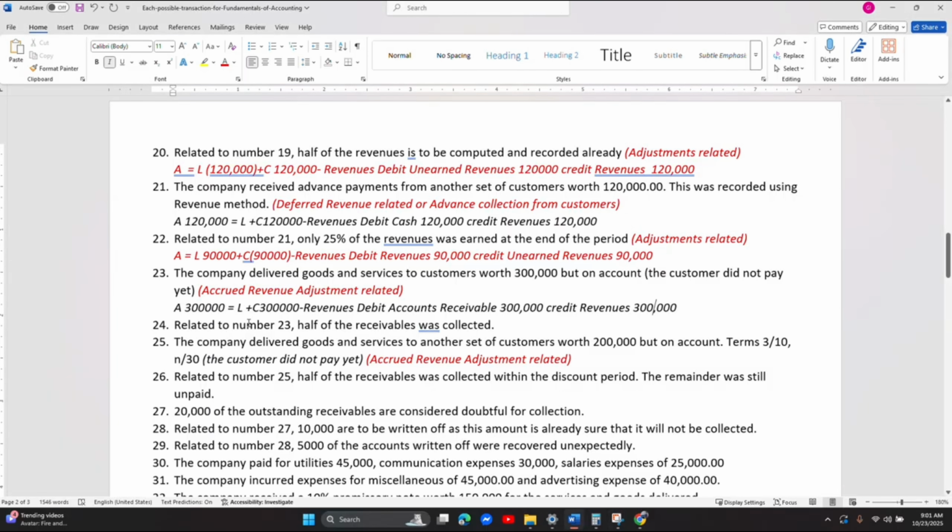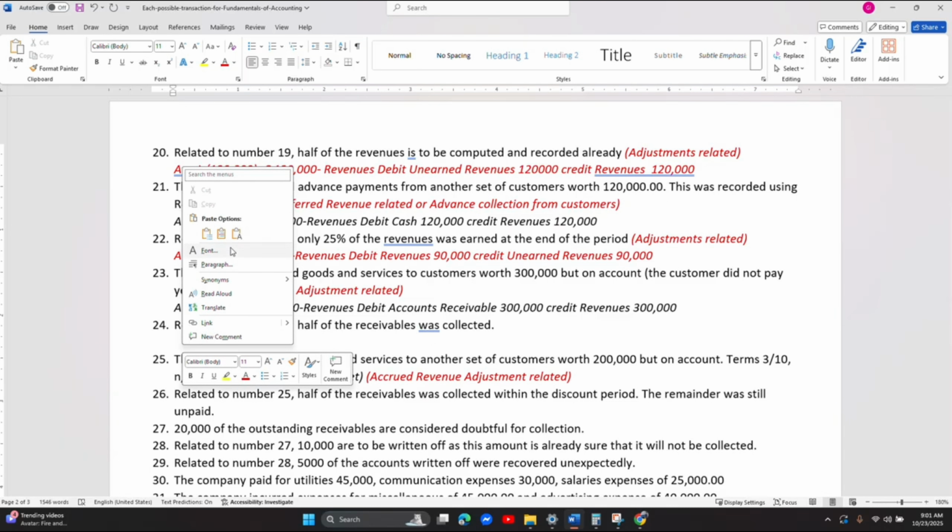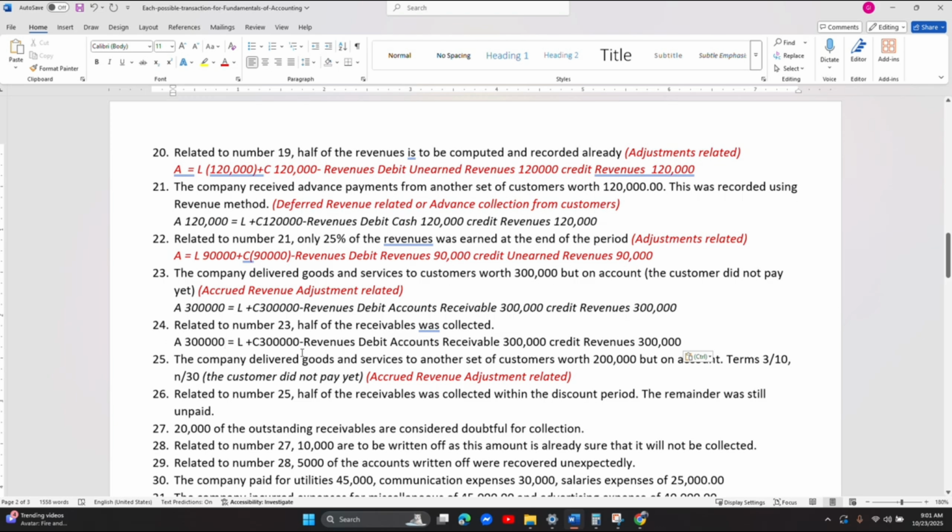Number 24, related to number 23: half of the receivables was collected. This is easy, these are not yet complicated. Let's wait for the next transactions. Since half of that 300,000 is 150,000, we're going to increase the assets by 150,000, and the specific asset is cash. Then we're going also to credit or decrease 150,000 in accounts receivable. So this is cash, this is accounts receivable. It's as if it's an exchange of assets because accounts receivable is also an asset.